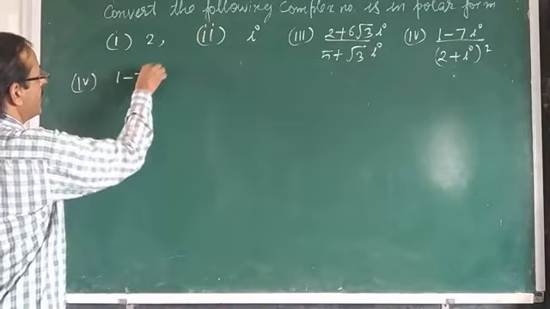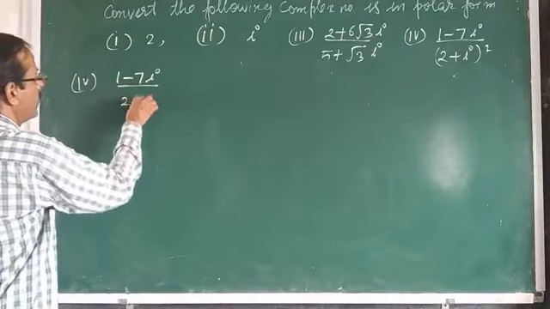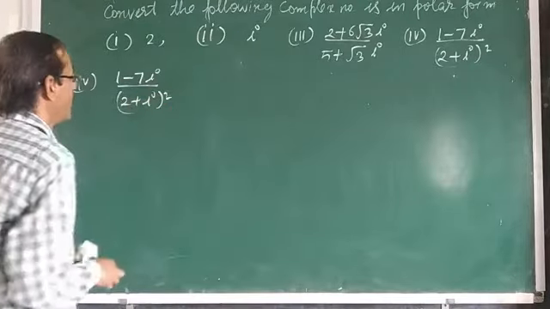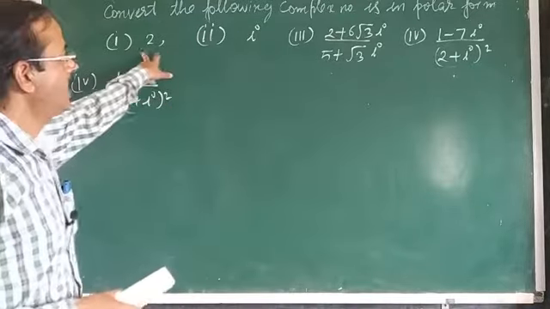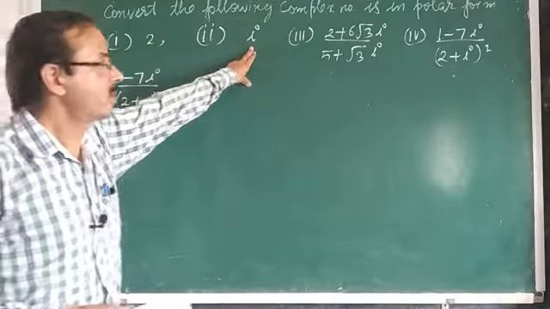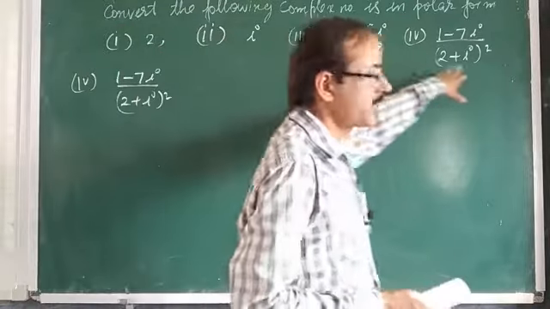1 minus 7 iota upon 2 plus iota whole square. From M.L. Agrawal, this part is from question number 4 and this part is from question number 6.